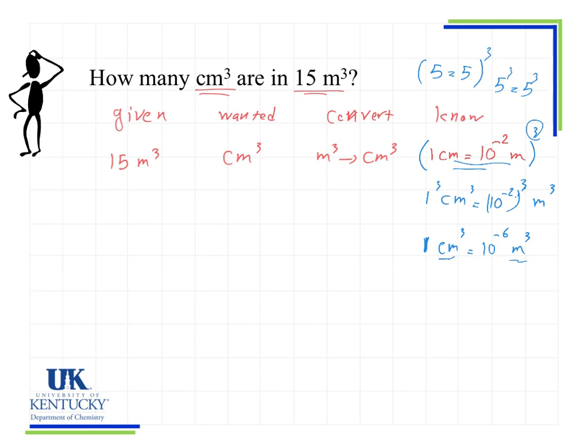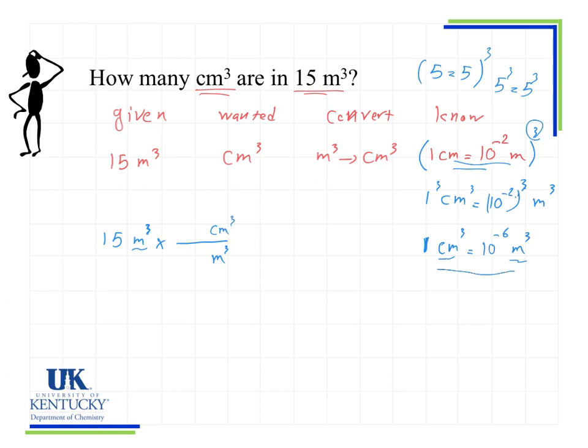Okay, so seems like we have the equality that we need. So let's start our dimensional analysis. You always start with the given information. So you start with the given 15 cubic meter multiplied by a conversion factor. So we have cubic meter here. I want to get rid of that, so I have to put it on the bottom, because as soon as it's on top, and I go from cubic meter to cubic centimeter.